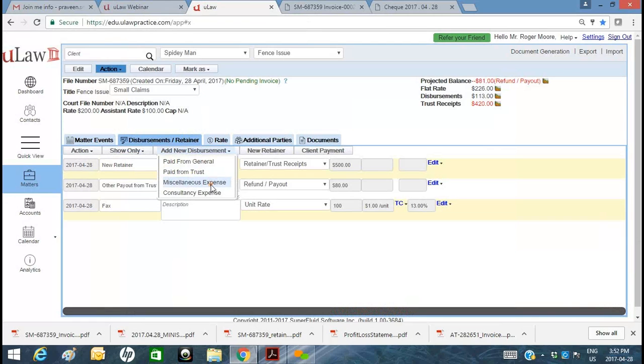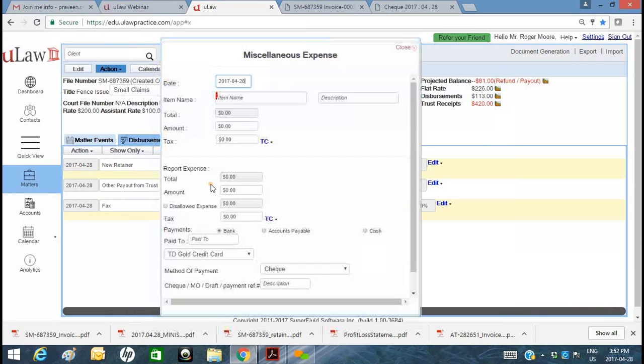Let's look at a miscellaneous expense. So let's say you went and you took your client out for a quick coffee. Okay, so let's say you went out for, I'll say meals, I'll say coffee with Spidey. You can even put in the matter number if you like. And let's say you spent $10, right? Even better, I'm going to say $40. That's about $45 with tax.